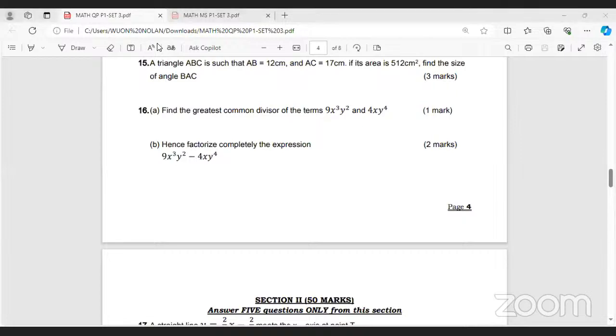Question 15. A triangle ABC is such that AB is 12, AC 17. Its area is given as 512 centimeters squared. Find the size of the angle BAC. So you can sketch out the triangle and put in the dimensions that are given and find out which formula can we use for such a triangle in determining its area. So we do it 1 minute, then we suggest in our answers.